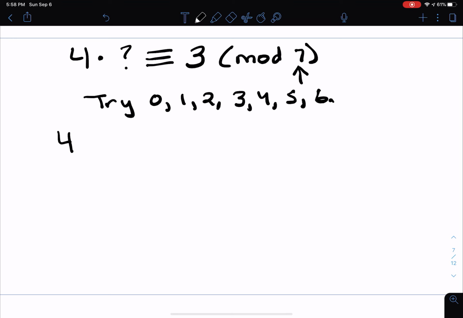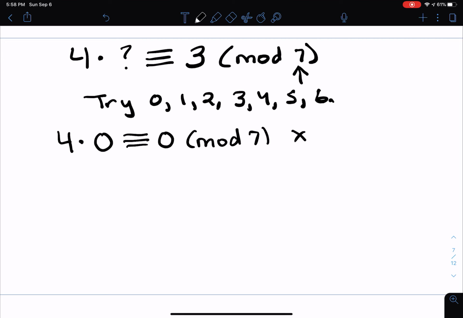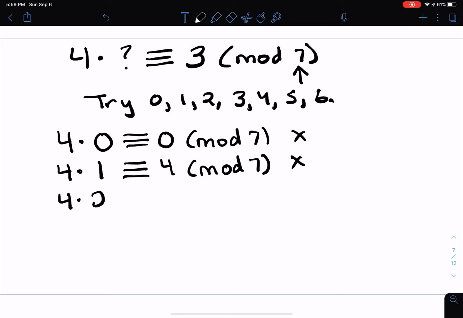Well, if you do 4 times 0, that's 0. That's congruent to 0 mod 7. So that one does not work. If you do 4 times 1, that's 4. That's congruent to 4 mod 7. That one does not work. 4 times 2 is 8. 8 is congruent to 1 mod 7. Remember, we want a 3 mod 7, so that doesn't work.